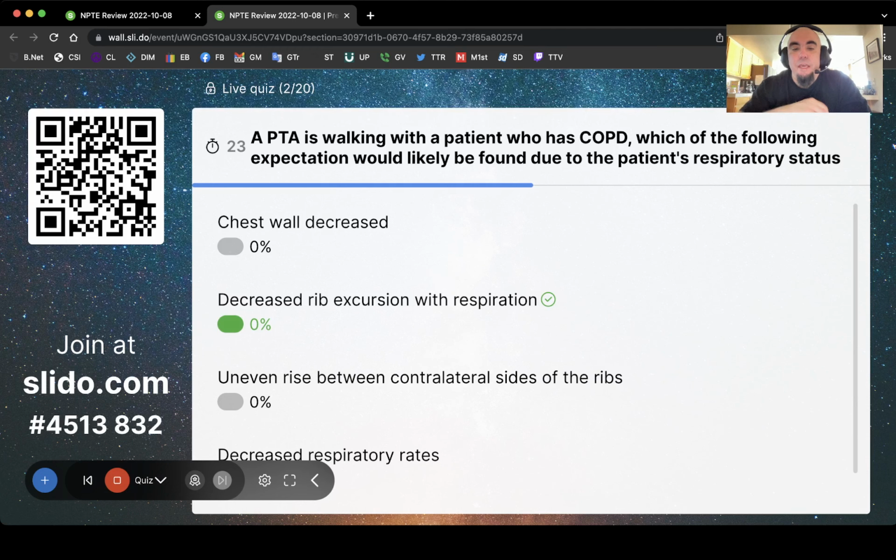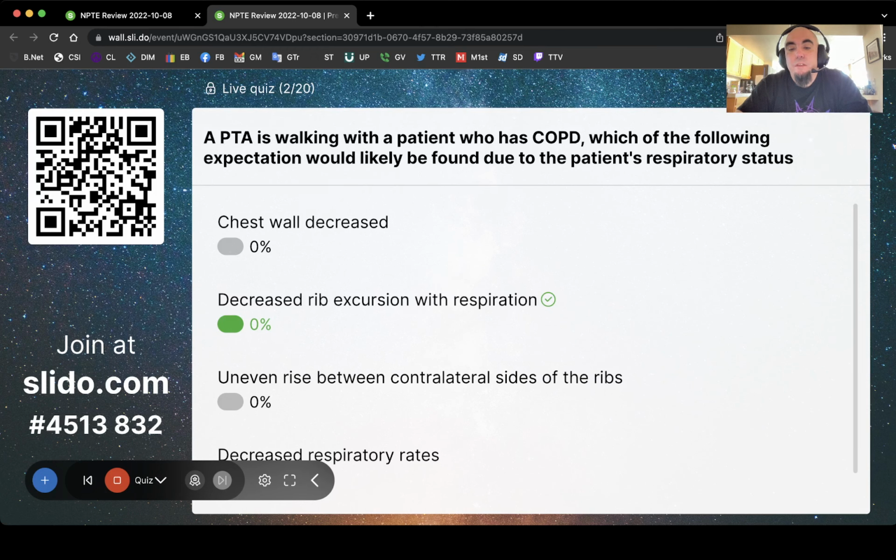When we get to the answer here, the reason they're going to have decreased rib excursion is because the lungs themselves are no longer filling as effectively. Uneven rise between the contralateral sides would mean there's a problem with one of the sides of the lungs, maybe a pneumothorax or something like that. The chest wall itself isn't decreased, and usually they get barrel chest from COPD. And the rate itself is not going to decrease, the number of times they breathe in and out. It's just that you'll have a decreased movement of the air coming out of their lungs.